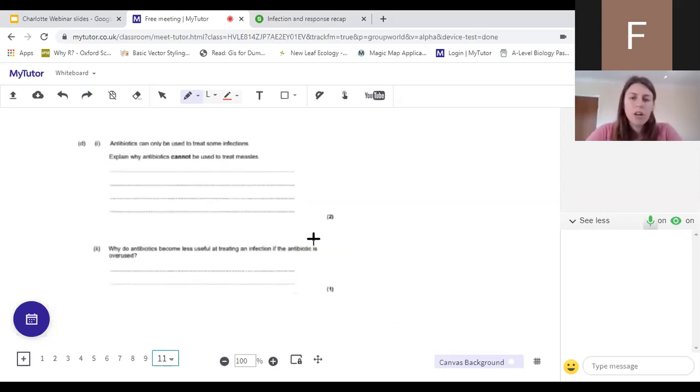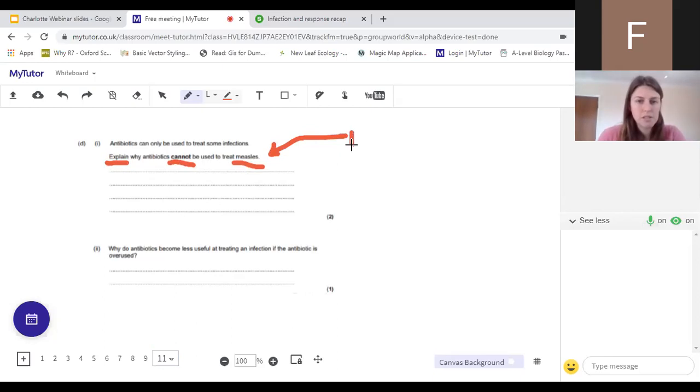Okay, a 2-mark and a 1-mark question here, this time on antibiotics. So when I was preparing this topic, I thought, well, I reckon most of the questions will be about vaccination or antibiotics. So that's what I tailored the past paper questions to as well. So antibiotics can only be used to treat some infections. Explain why antibiotics cannot be used to treat measles. Okay, we've talked about this before. Keywords there are explain, cannot, and then measles.